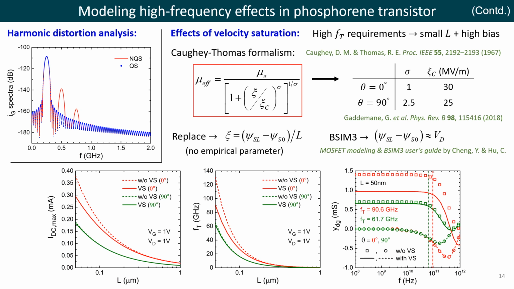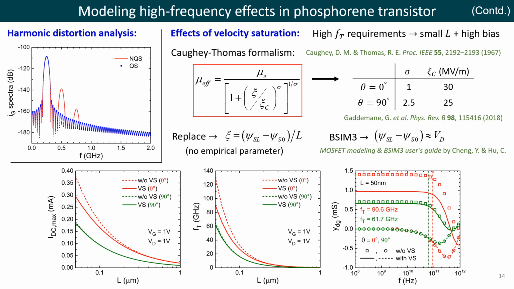The result is obvious: the higher order harmonics appear indeed at the gate current spectra at 0.5 GHz and 0.75 GHz in addition to the fundamental frequency at 0.25 GHz. But as can be seen, the quasi-static model clearly underestimates these higher order frequency components.